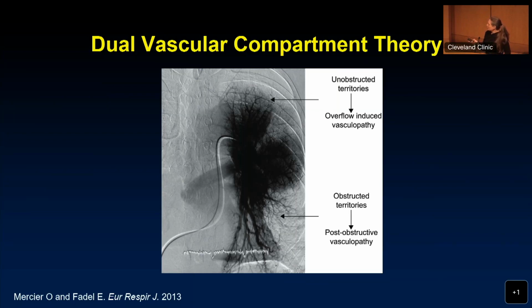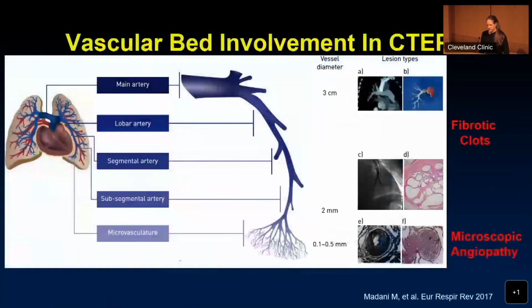Then up here in the area of lung that's dealing with overflow-induced vasculopathy, sometimes you see changes that are similar to what we see with end-stage HFpEF or with PVOD. You see pulmonary venule and vein intimal fibrosis and remodeling. So it's really a tale of two different vascular compartments going on in a patient with advanced CTEPH.